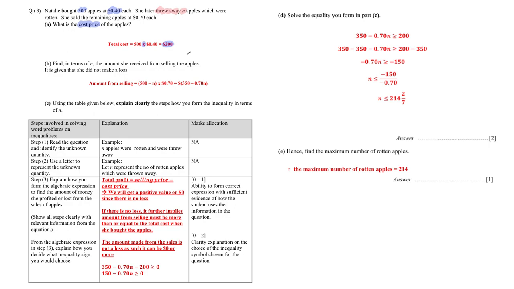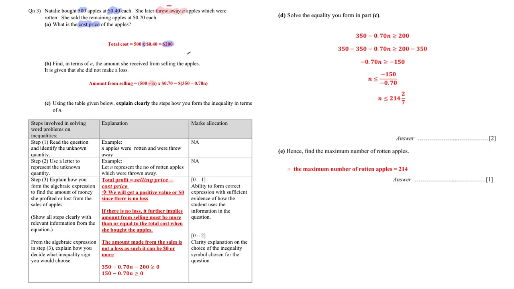Next, the question also informed us that she threw away n number of apples. Threw away means later on we must minus away these apples. Okay? That's why later on you would see me minusing n from the 500 because we have thrown it away.